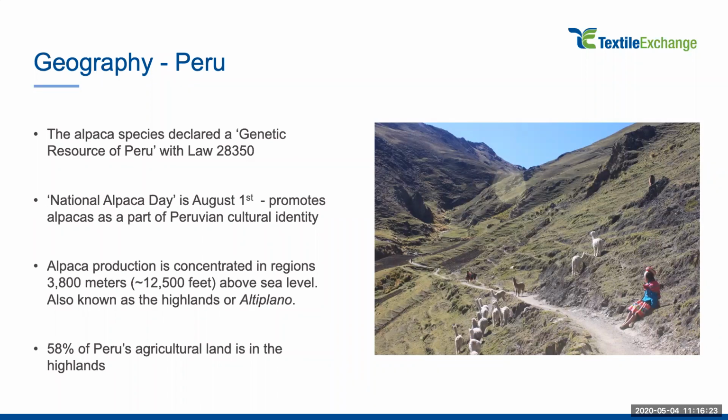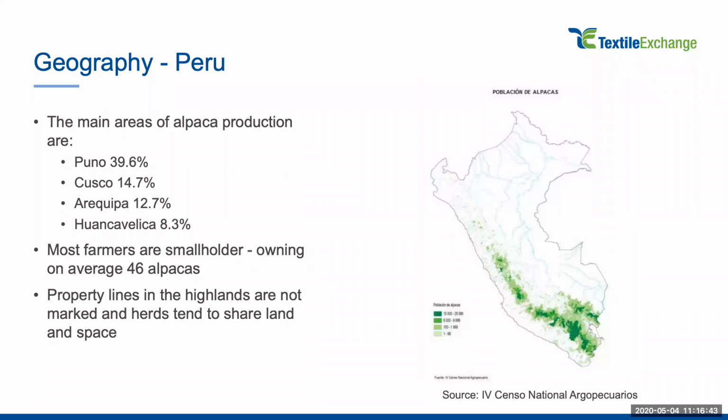The production is concentrated in regions that are very high above sea level, 3,800 meters, which is about 12,500 feet. And this is known as the highlands or the altiplano. And 58% of Peru's agricultural land is located at this high altitude. You can see in the map here the main areas of concentration, so if Lima is about here, Lima would be sea level, the altitude will increase as it gets closer to Bolivia.